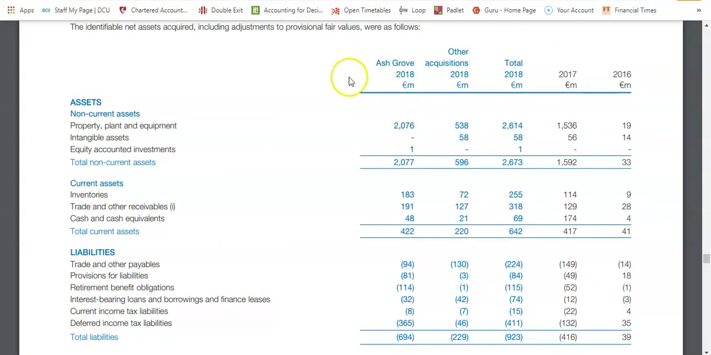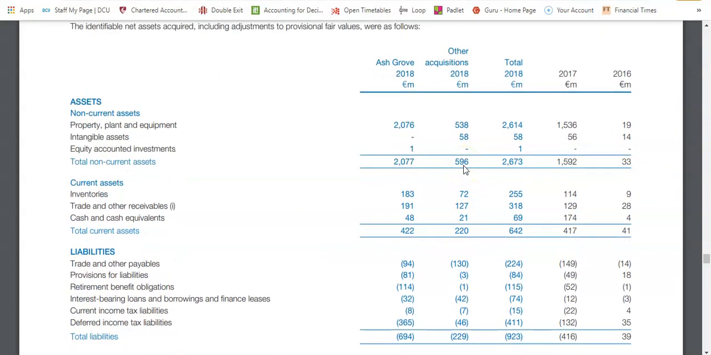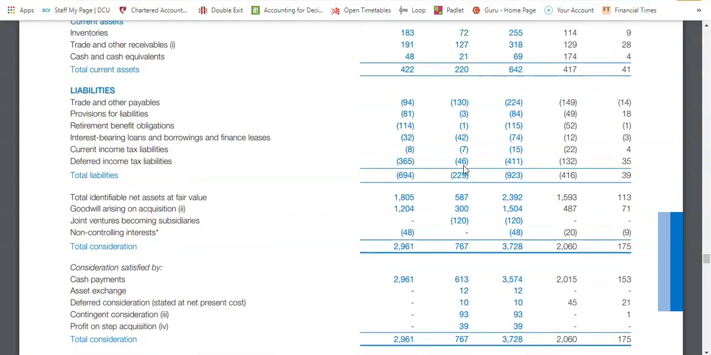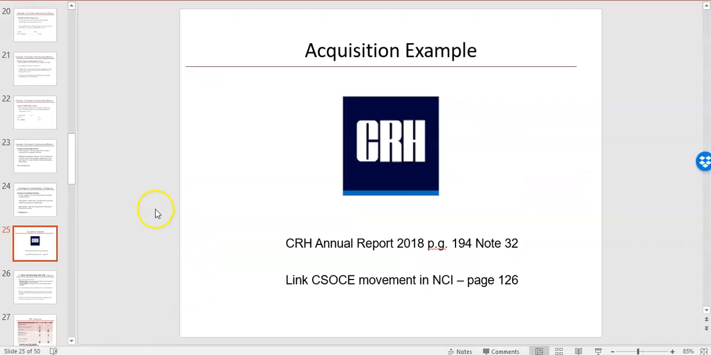That's a good example there. They had one material transaction, Ashgrove, that's why it's disclosed separately, and all the other acquisitions are not material themselves, so they're only aggregated together and shown as total figures. That example is from the CRH annual report, which is available on Loop. So that's the end of this first recording. In the next recording, we're going to look at the rest of the advanced IFRS 3 issues: NCI, previously held interest, and the fair value of assets and liabilities.